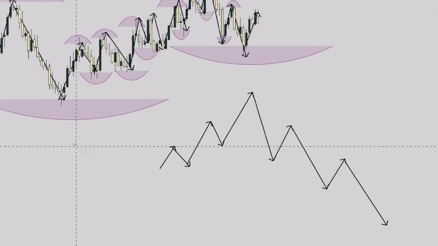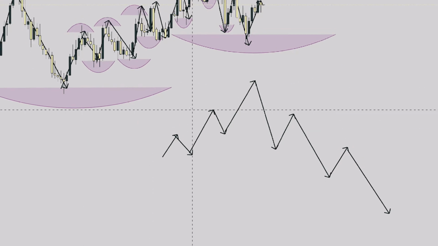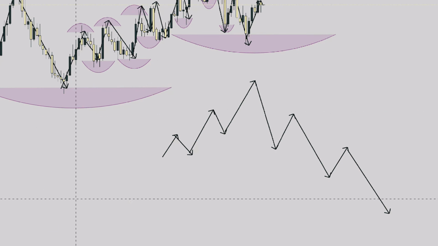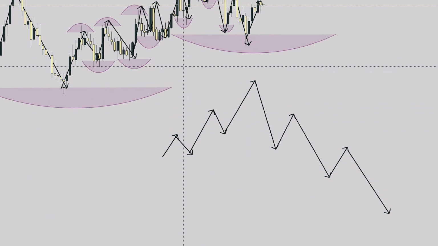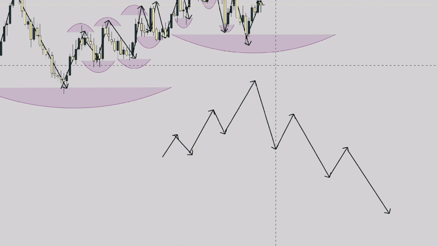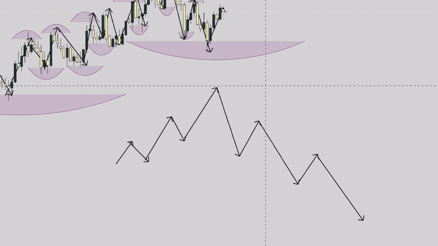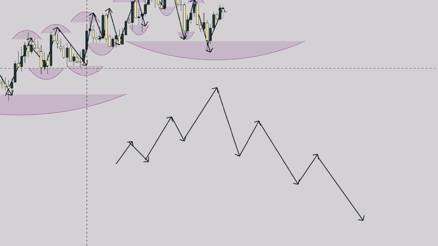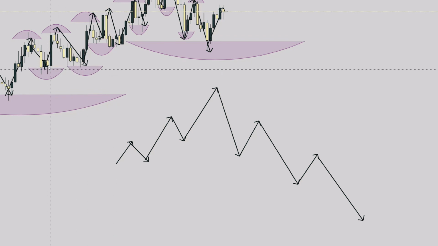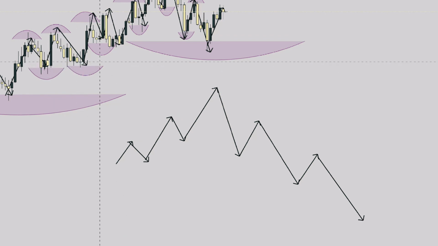Now this might be a lot of information to take in, but this is a very, very basic concept. You have to understand that the market makes higher highs and higher lows in an uptrend, and lower lows and lower highs in a downtrend. And knowing this information and knowing how to recognize where these points start and end is how you take trades and how you make money in the market.